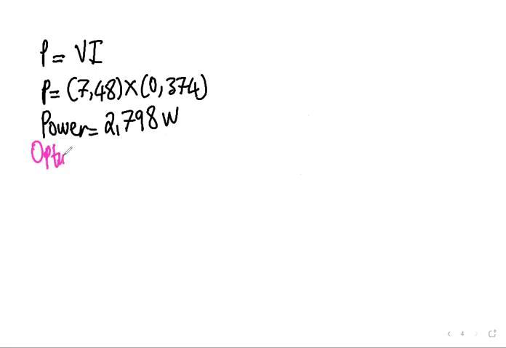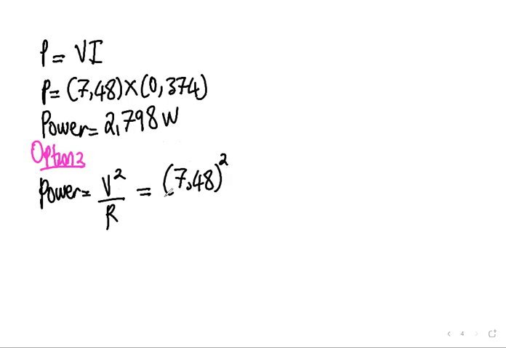With regards to option number 2, I'm going to use the second formula for power. Power is equal to V squared over R. In this case, what am I going to get? Our V, remember, is the voltage drop, which is 7.48. You write 7.48, then you square it, all over our load resistor, which is 20. The final answer you're going to get is 2.798 watts. So that is option number 2.